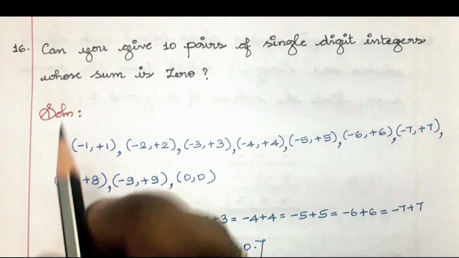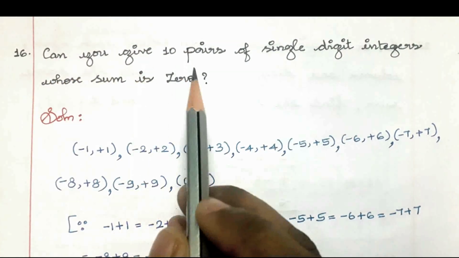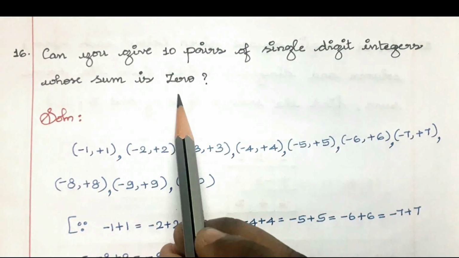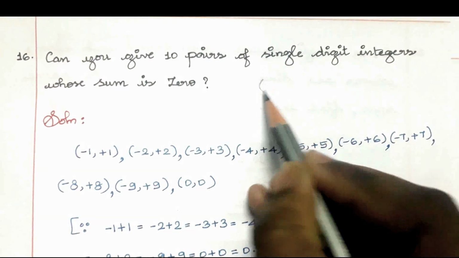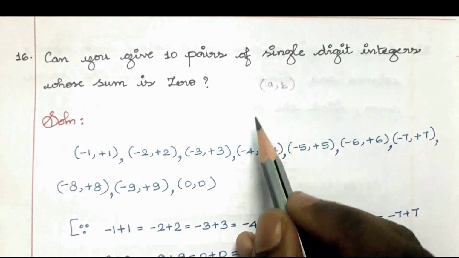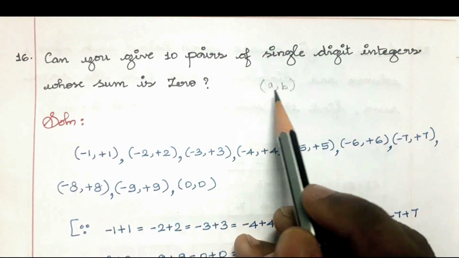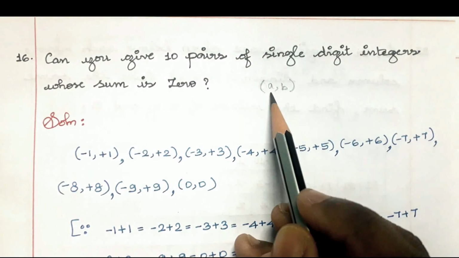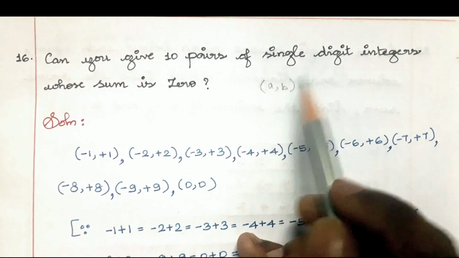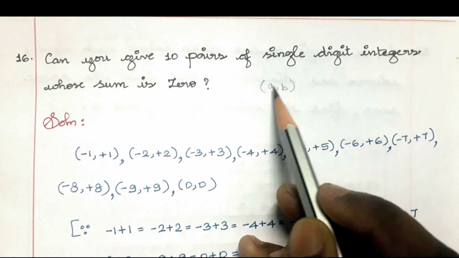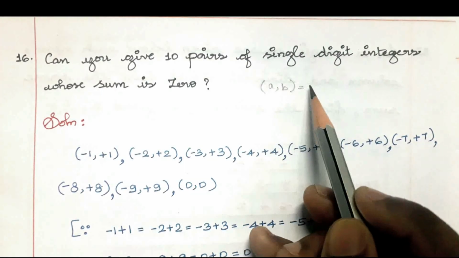Yes. 16th question. Can you give 10 pairs of single digit integers whose sum is 0? A pair is nothing but connecting two numbers together in a set. So we are going to make two different single digit numbers, that is, integers, right? When you add those two integers, you want to get the answer 0.